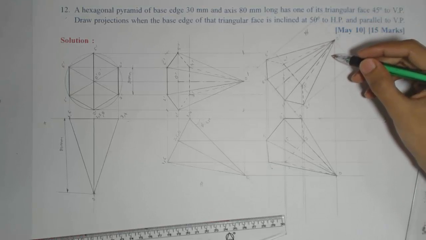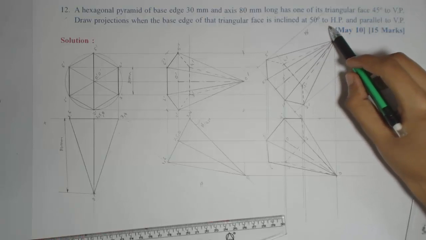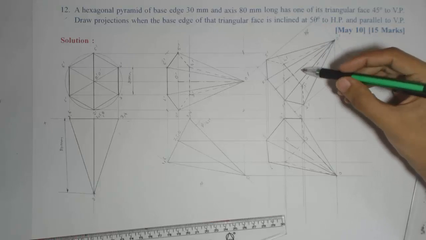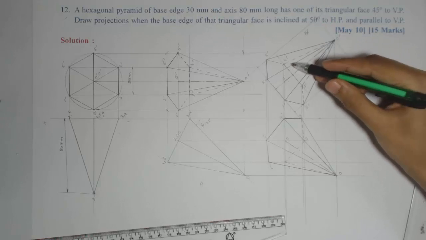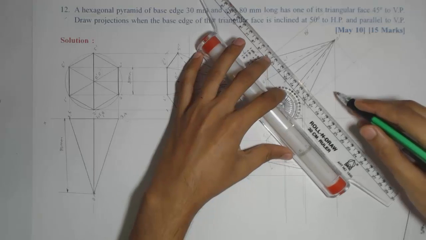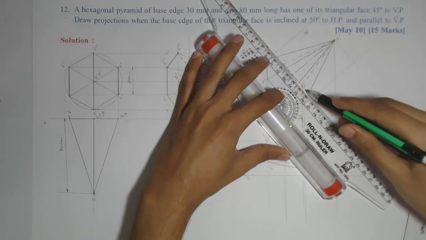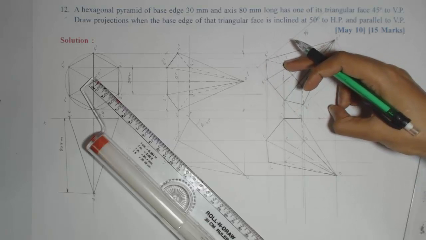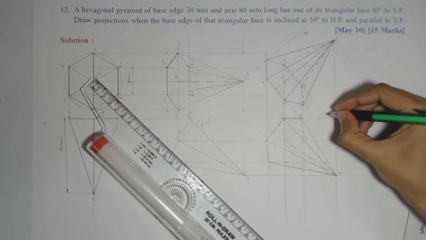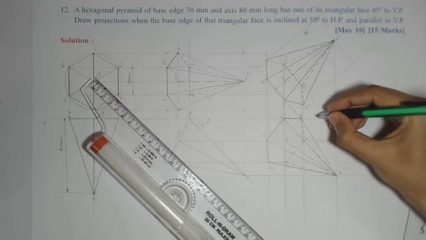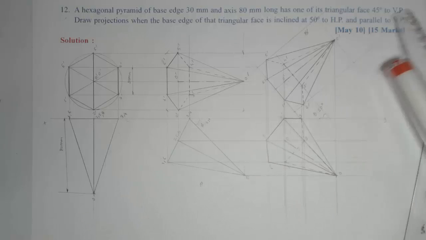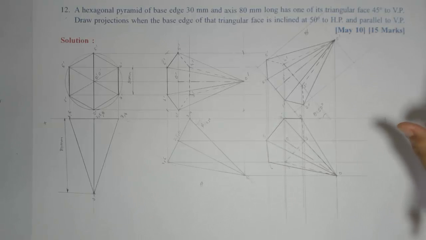Now for last case, this 50 degree inclination is given for base edge of that triangular face. Means reference for our base edge was 3 dash 4 dash. So I can show that angle here. We initially started with this, and then by parallel line we are getting the same line, the same inclination here. So this angle is theta with the HP, which is 50 degree. Okay. So this completes the solution for this particular problem.